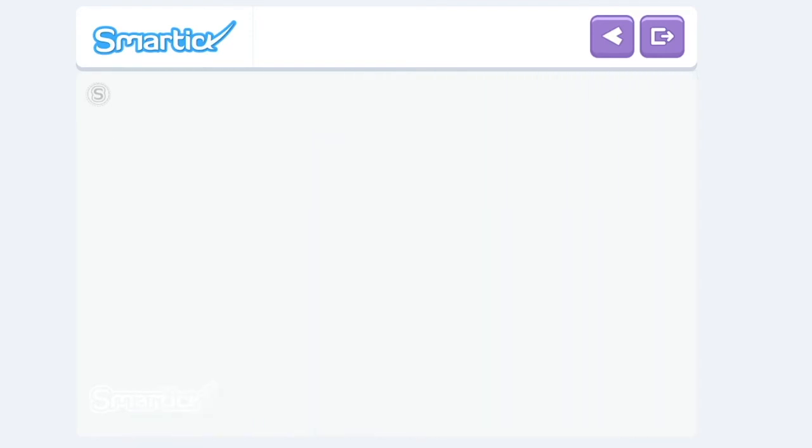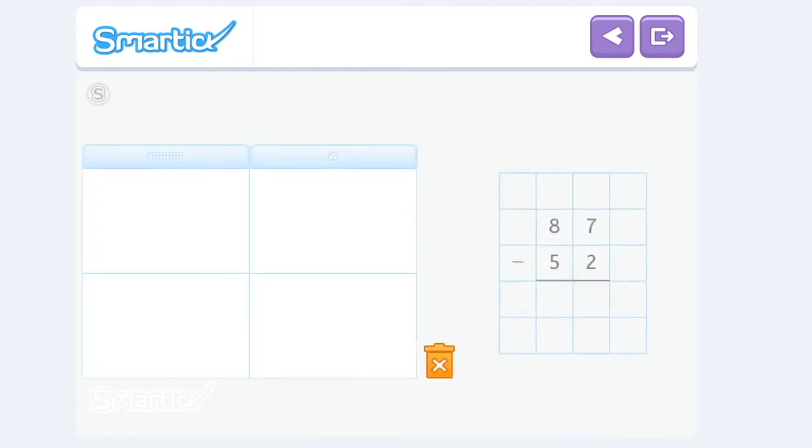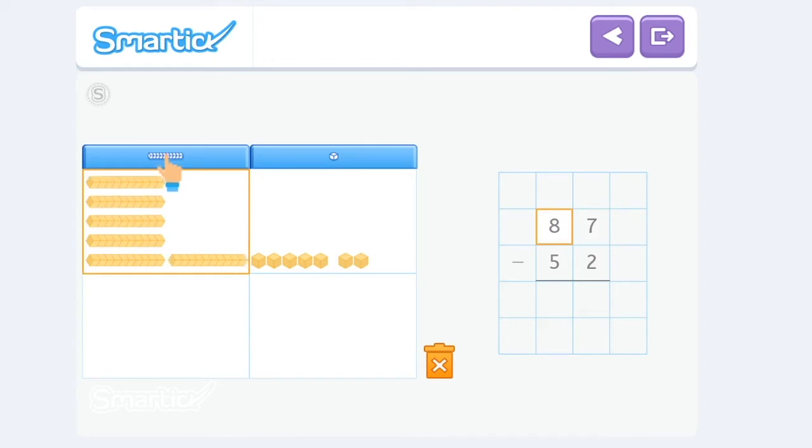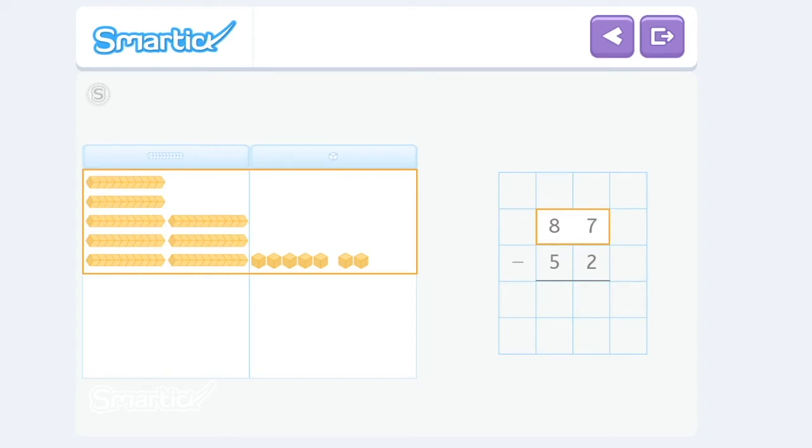We're going to do another subtraction, but we're going to use blocks instead of bowling pins. We are going to subtract 52 from 87. The first thing we need to do is use the blocks to show the biggest number, which in this case is 87. We start with the units. We have 7 units, so we need 7 cubes. Next we need 8 bars to represent the 8 tens. Now we have the 87 represented by blocks.